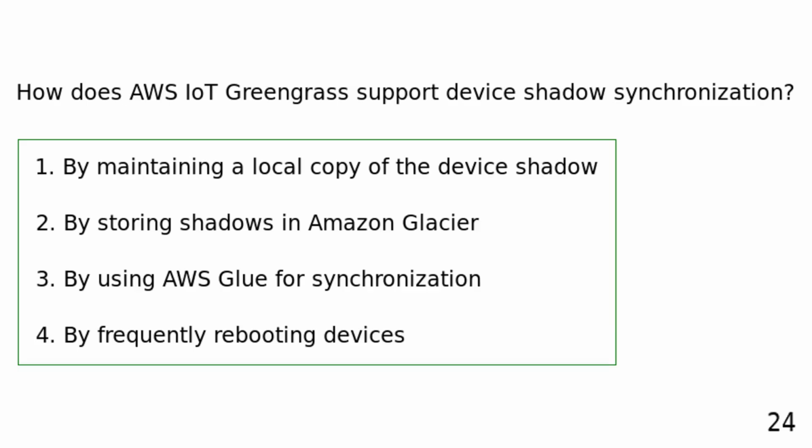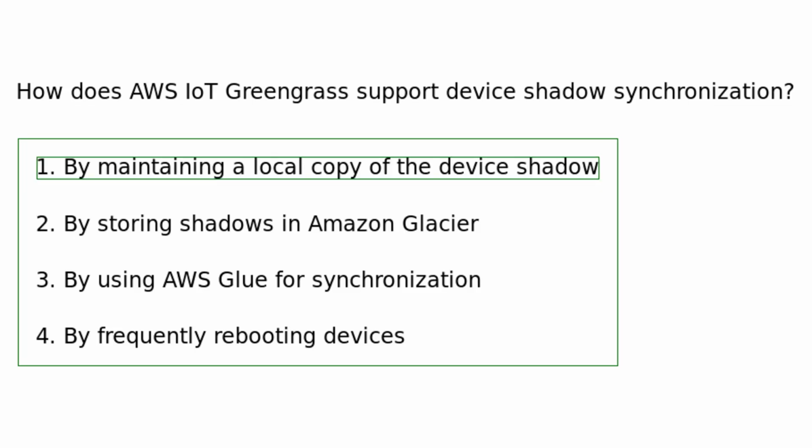How does AWS IoT Greengrass support device shadow synchronization? By maintaining a local copy of the device shadow. By storing shadows in Amazon Glacier. By using AWS Glue for synchronization. By frequently rebooting devices. Greengrass maintains a local copy of the device shadow, ensuring state synchronization even when offline.